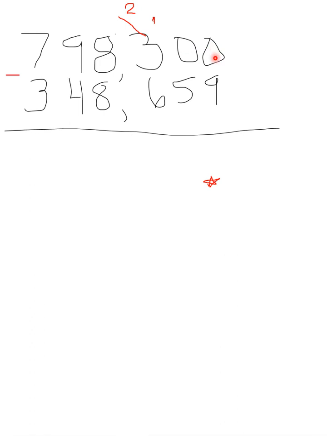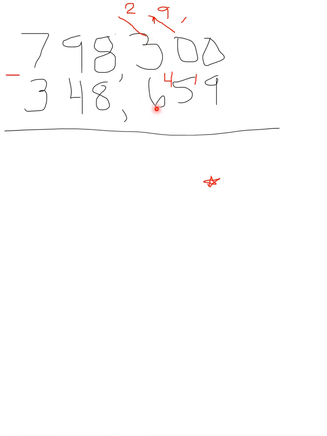All right, so now I can't take 9 from 0, so I'm going to make this a 10 and borrow it from this over here. 10 minus 9 is 1. 9 minus 5 is 4. I'm back to the borrowing.